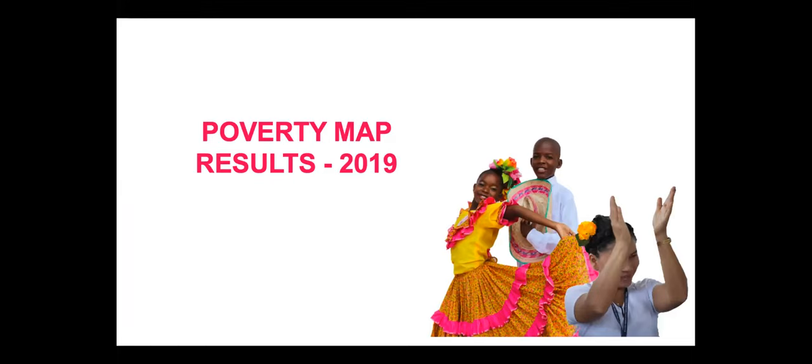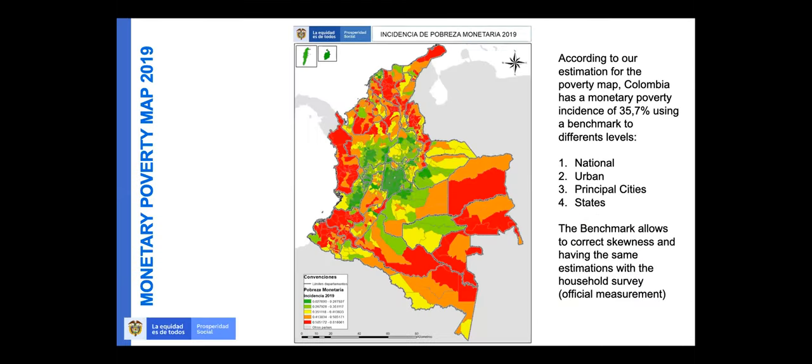Okay, about the results of the poverty map for 2019. This is our poverty map for 2019 in Colombia. In this map, you can see the zones with more monetary poverty incidence in red, located in the Pacific region, which is one of the more vulnerable areas in Colombia. It contains the Chocó state, where the majority color is red. Also in red is the Caribbean region with Guajira state and some zones in the Amazon region. From previous knowledge, we know that these zones are very poor in Colombia. So that is a consistent result.